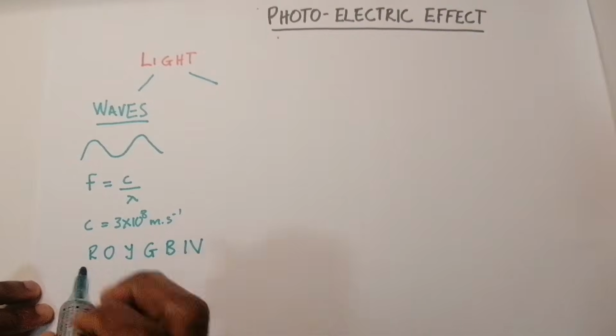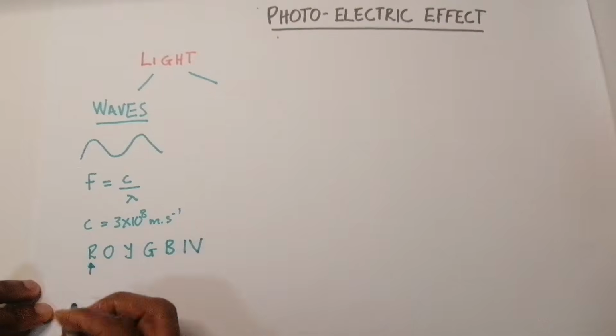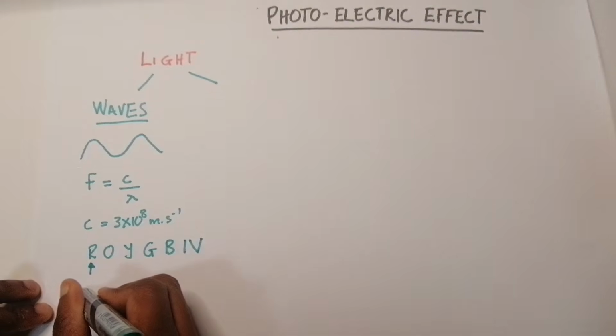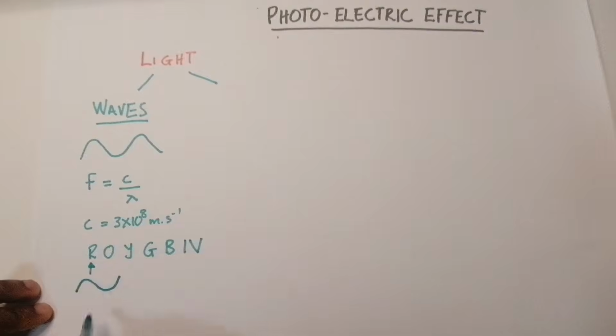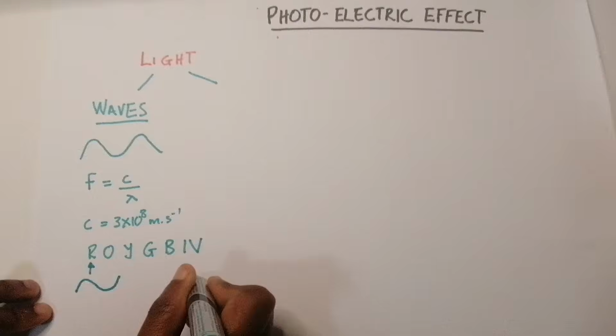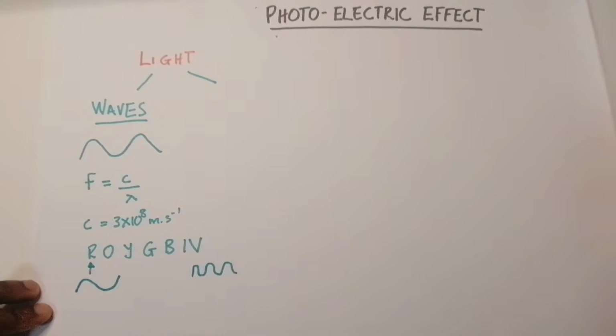What we do know is that red has the lowest frequency, meaning that in the visible spectrum red has the longest wavelength, and as a result it has the smallest frequency. But violet has the shortest wavelength in the visible spectrum, so it means that the frequency of light increases as you move towards violet.